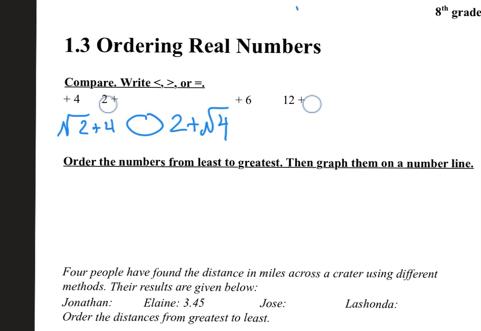The square root of 2 is about what? 1 point something, right? Plus 4. We know it's less than 2 for sure, right? So our answer is going to be 5 point something, but it's going to be less than 6. Then over here, we have 2 plus 2, which is 4. So we're going to do less than or greater than or equal to.